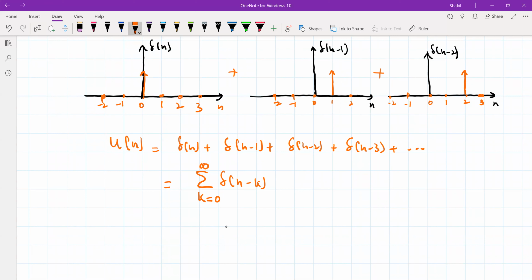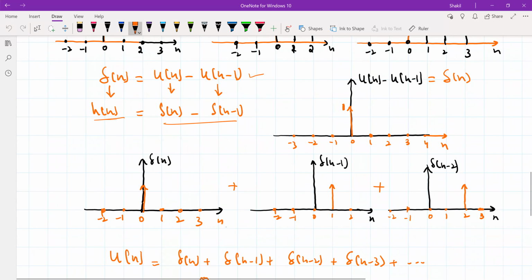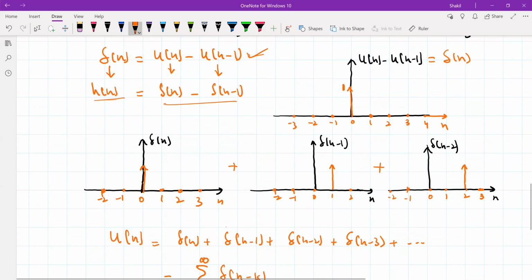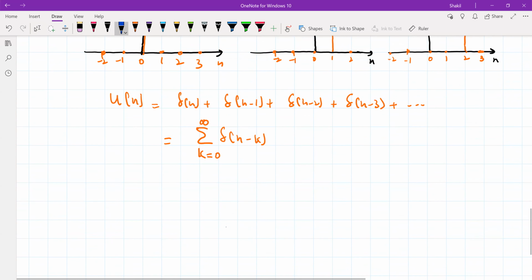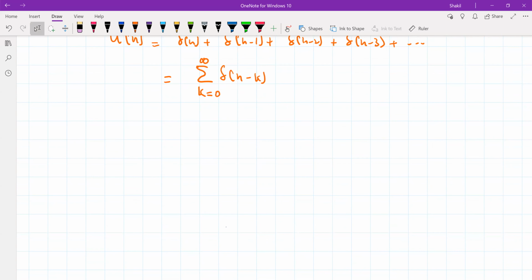So you can get u of n from the delta function just by taking the summation, and you can get delta of n from u of n by subtracting u of n minus 1 from u of n. This is how we obtain u of n and delta of n. In the same way, there is a relationship between the output responses. So this is the relationship between these two sequences.